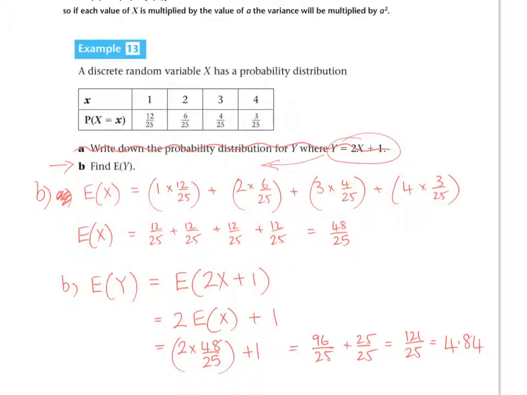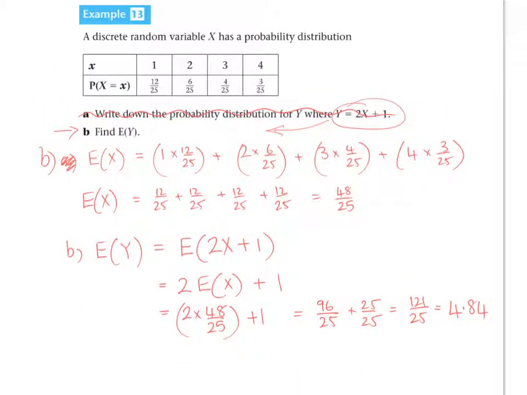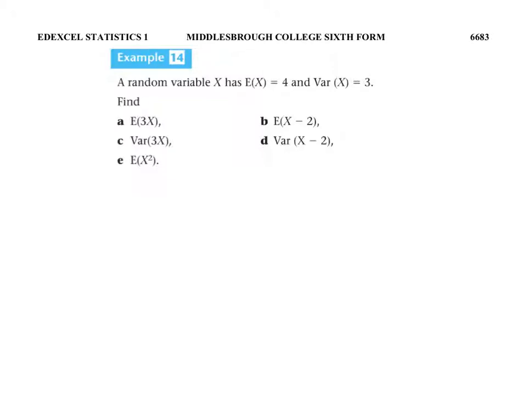Example 14 gives us a better idea of applying the rule completely, so that's on this page, and as you can see we've got E of 3x and so on. We've been given the information in the question at the beginning, so it should be fairly straightforward just to apply all the rules. So in part A then, E of 3x is simply 3 times E of x. We've been given that in the question, so that's 3 times 4, so that should be equal to 12.